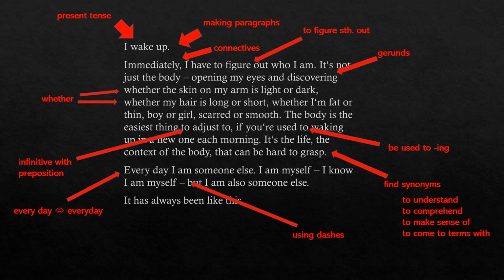Finally, something that is also something students often find a bit difficult, using dashes. Dash in German, Gedankenstrich. That's a nice word, a thought line, if you like, or a thought stroke, meaning that you show in your text that there's a little pause. It's a little bit similar to the paragraph, but not as strong. You simply put a little dash to say, I am myself. Pause. I know I am myself. Pause. New thought. But I am also someone else. Okay, so that's a way of making the reader understand that there's a little pause.